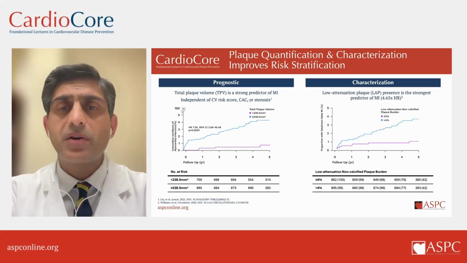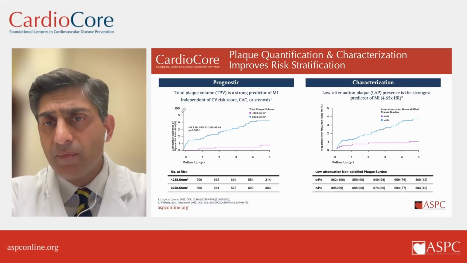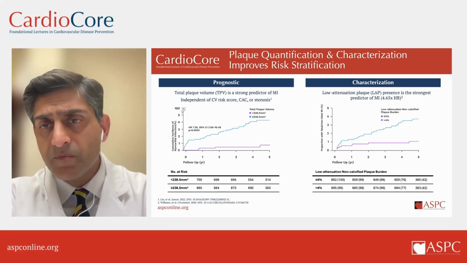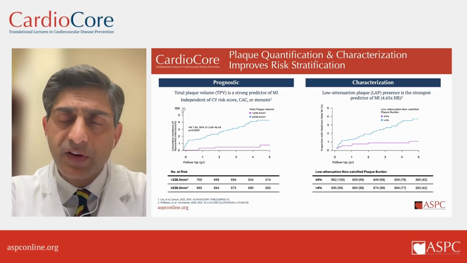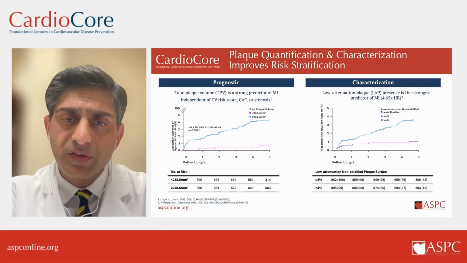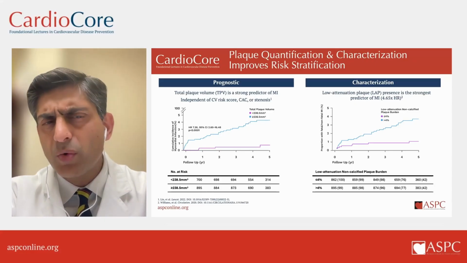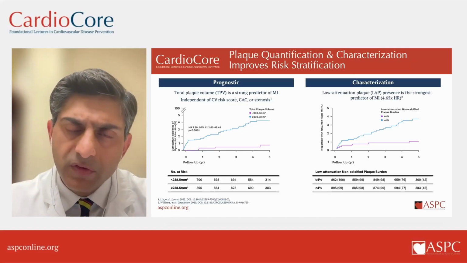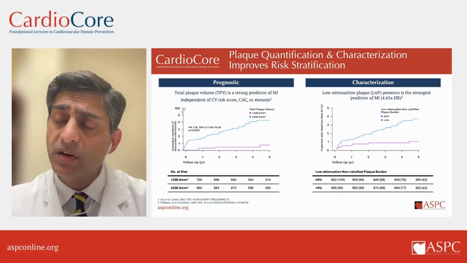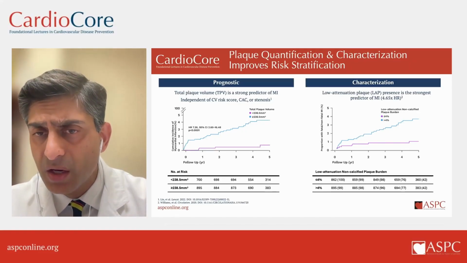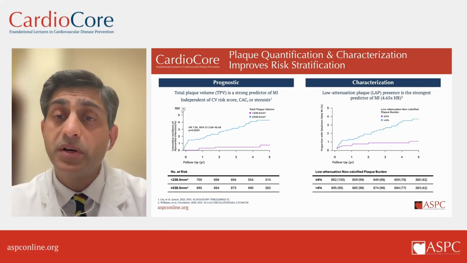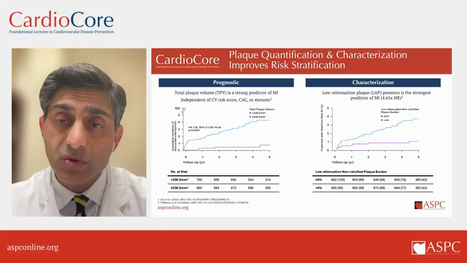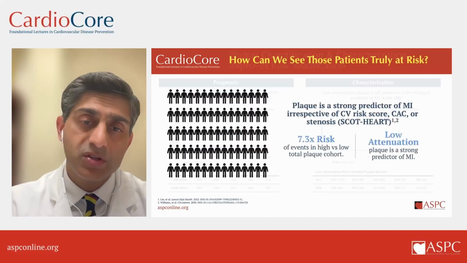On the right-hand side, we're characterizing low attenuation plaque. Low attenuation plaque presence is the strongest predictor of a myocardial infarction, with about a literally 4.5 to 5-fold increased risk of a myocardial infarction, fatal or non-fatal. So what does it tell me? This tells me that irrelevant of the calcium score, irrelevant of what my risk calculator is, or irrelevant even in fact of how much stenosis there is, total plaque volume is a strong predictor, and also the characterization of the plaque itself also carries weight, such as, for example, a low attenuation plaque.